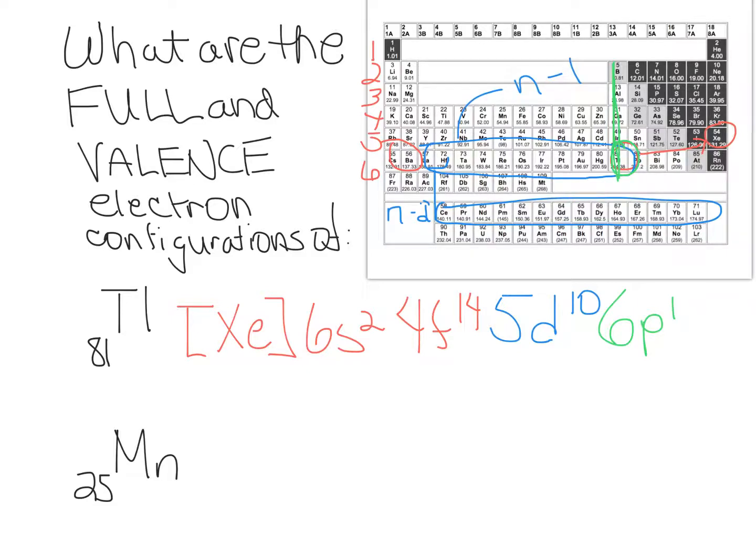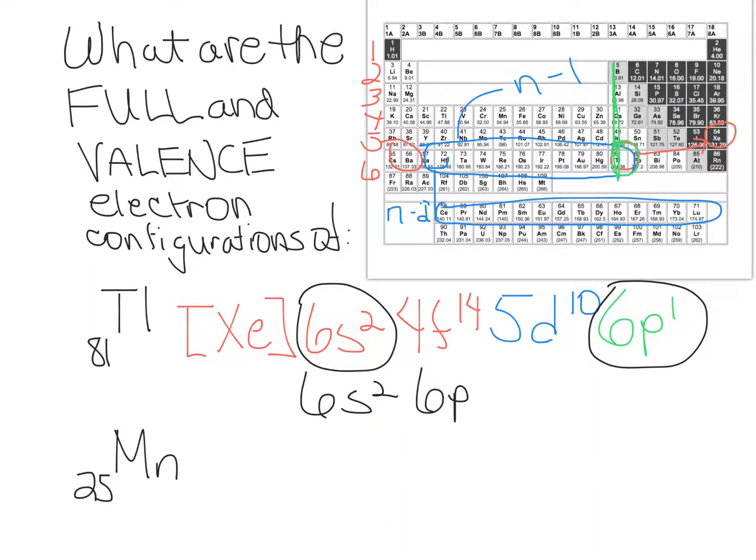Now, if we want to do valence, we simply have to select the outermost S, that'd be this one, and any partially filled orbitals. So that would be the 6p block, which does not have 6 electrons but only 1. So the valence for this would be 6s2, 6p1. Okay, now let's try and work on manganese.